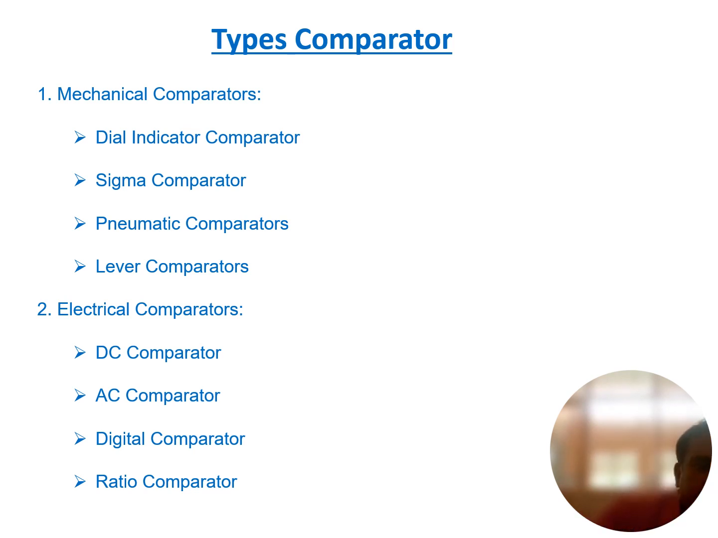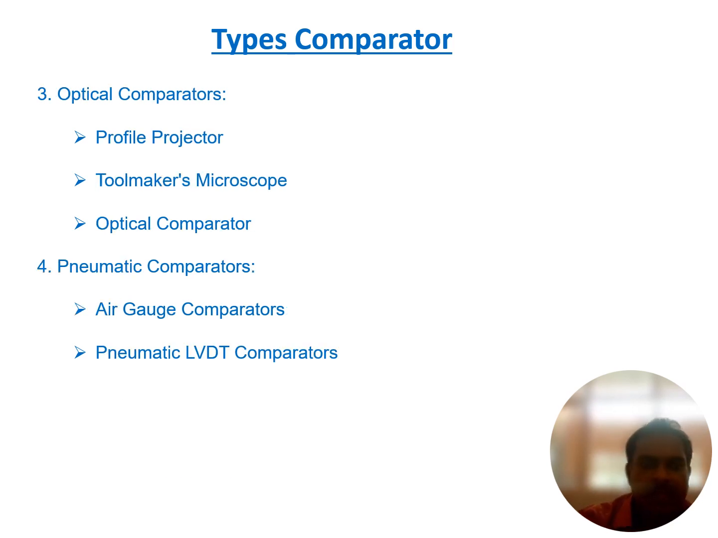Types of comparator. There are 5 types: mechanical, electrical, optical, pneumatic, and electronic. In the mechanical comparator, the major divisions are dial indicator comparator, sigma, and lever comparators. Then the electrical comparators are divided into 4 types: AC comparator, AC/DC comparator, digital comparator, and radio comparator. Then optical comparators have 3 types: profile projector, toolmaker's microscope, and optical comparator. And the fourth one is the pneumatic comparator, which is divided into 2 types: air gauge comparator and pneumatic LVDT comparator.